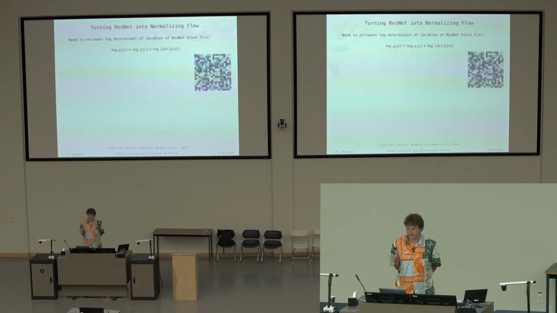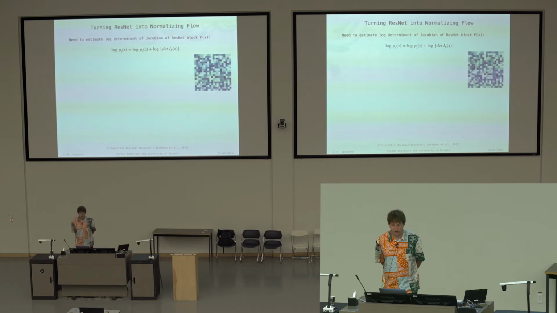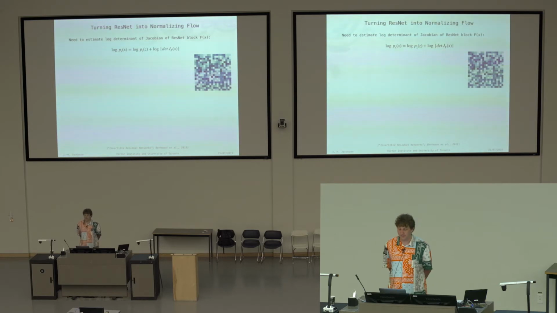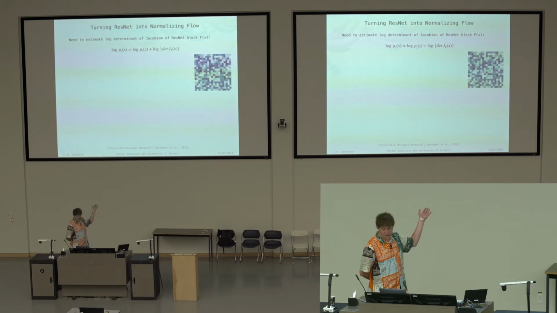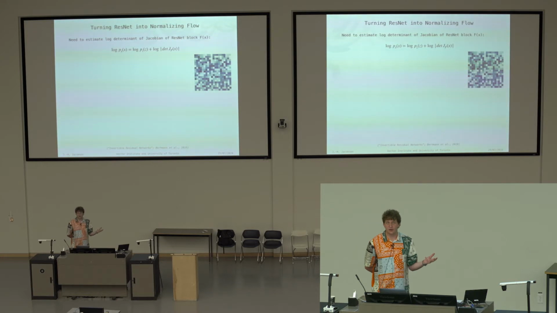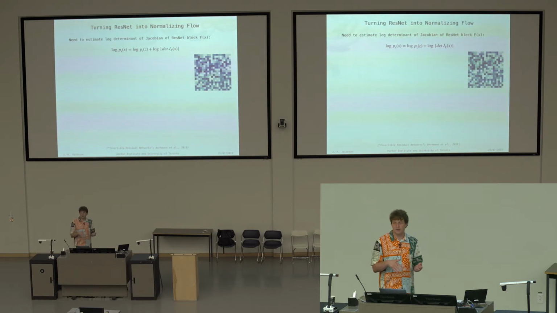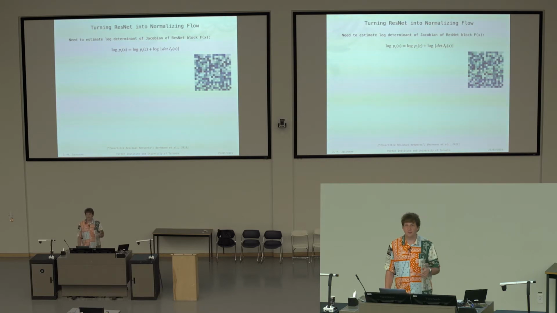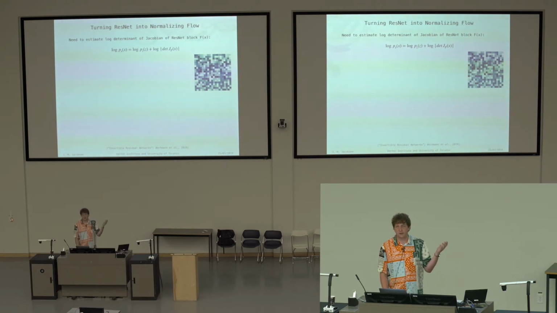However, there's still something to do to turn the ResNet into a normalizing flow. We still need to estimate the log determinant of the Jacobian of the ResNet block. And in this case, we have a completely unstructured Jacobian. So we don't have a triangular Jacobian anymore, so we cannot just compute it like in RealNVP and GLOW and so on. But we need to compute the change of variable formula to actually do maximum likelihood-based density modeling.